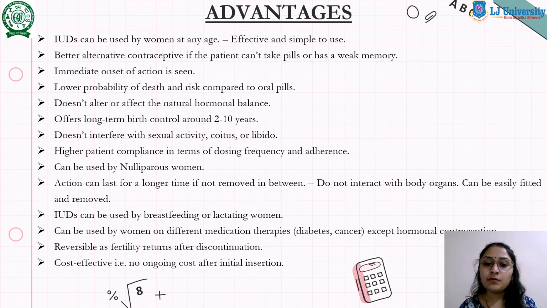This process is reversible, as I have explained earlier: once the use of the intrauterine device is discontinued, a woman can easily conceive. The process of fertilization will easily continue, and such an intrauterine device is cost effective. So these are all the advantages which I have explained in detail.